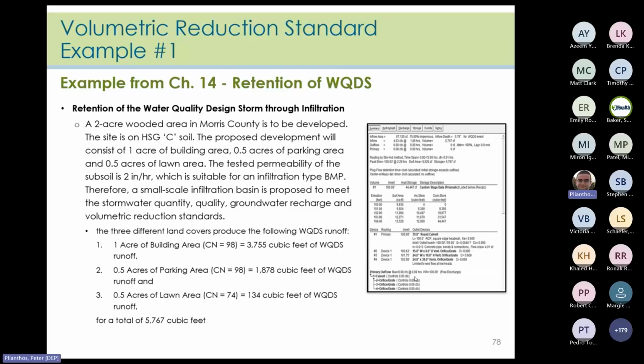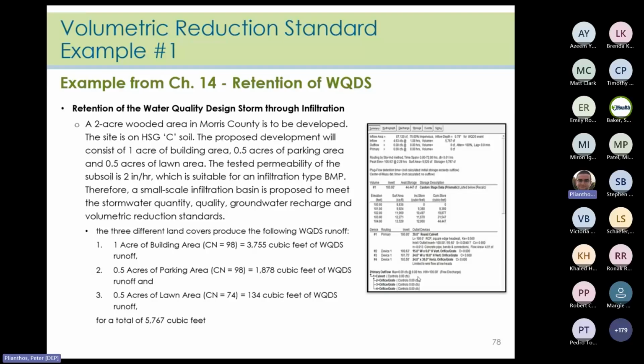So for the 1 acre building, 3,755 cubic feet of runoff is generated. For the half acre of parking area, 1,878 cubic feet of runoff is generated. And then lastly, for the half acre of lawn area, 134 cubic feet is generated. This sums to 5,767 cubic feet of runoff to contain below the first orifice of the infiltration basin.